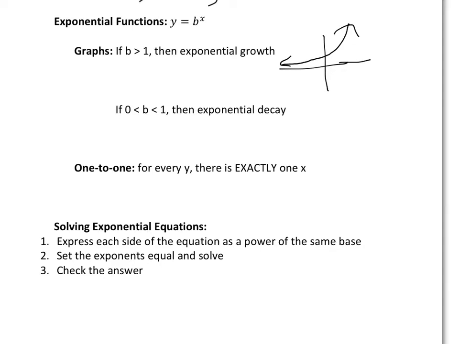And if you have b between 0 and 1, some fraction, it's going to be exponential decay, so it's going to be going the opposite direction. It's going to look something like that. It's going to get real small real quick.